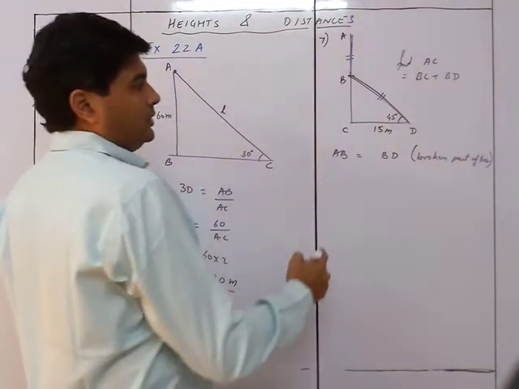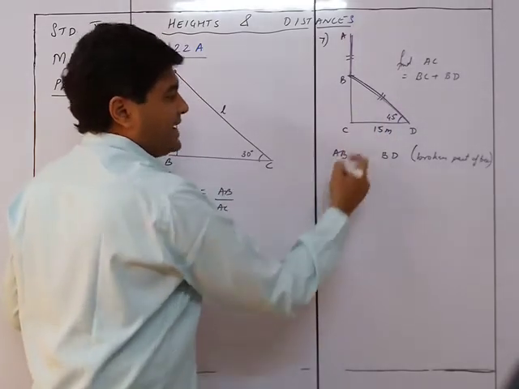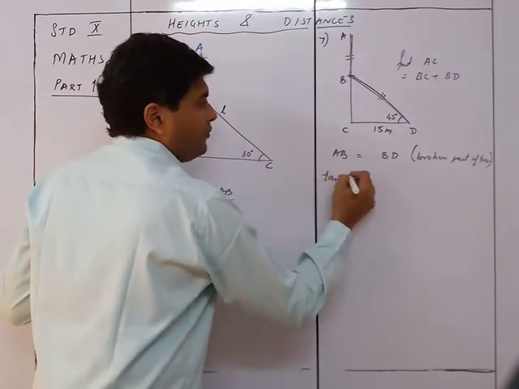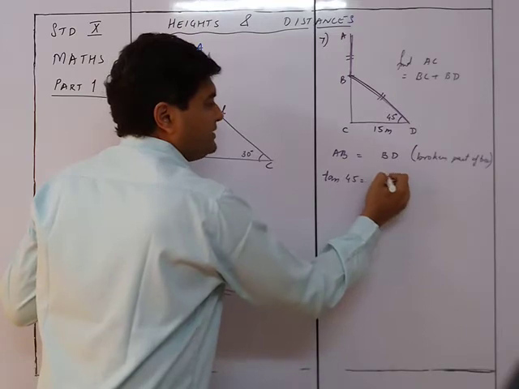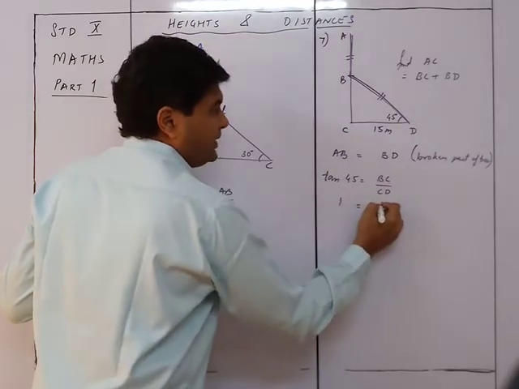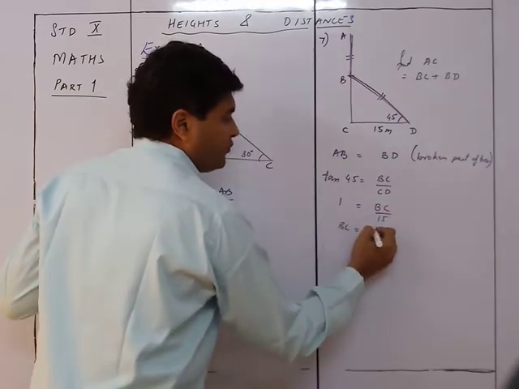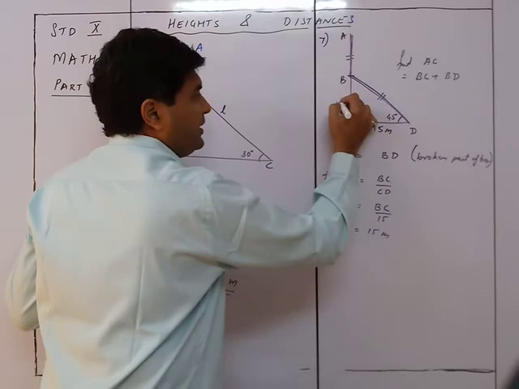For this, first of all, for BC, we'll use tan. So tan 45 is equal to BC upon CD. Tan 45 is 1, equal to BC upon 15. Therefore, BC is equal to 15 meters. So this is 15 meters.